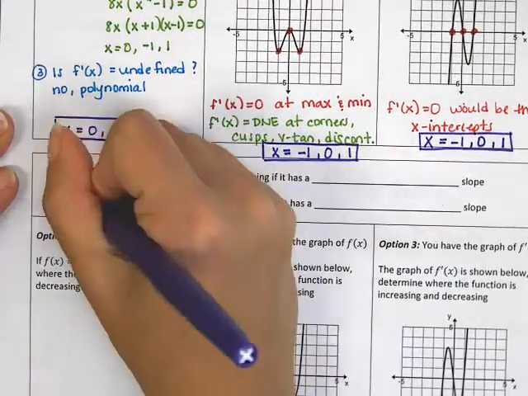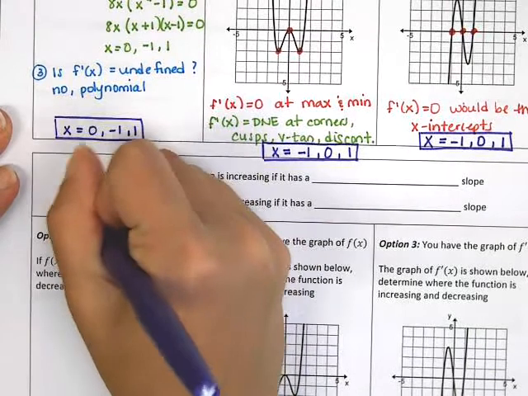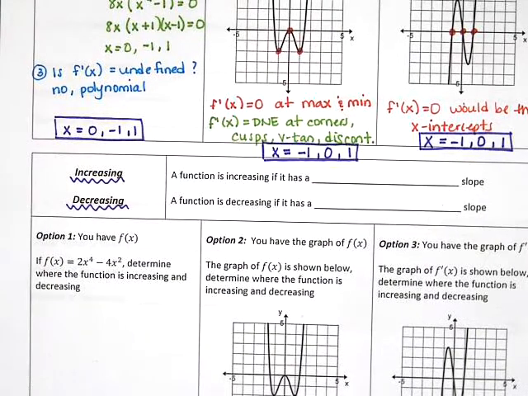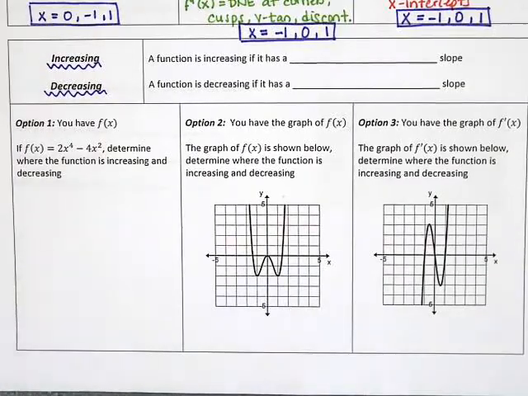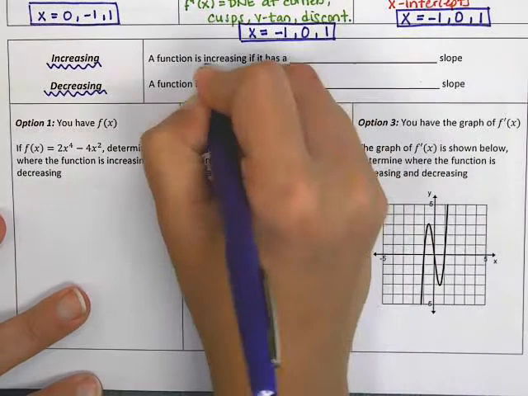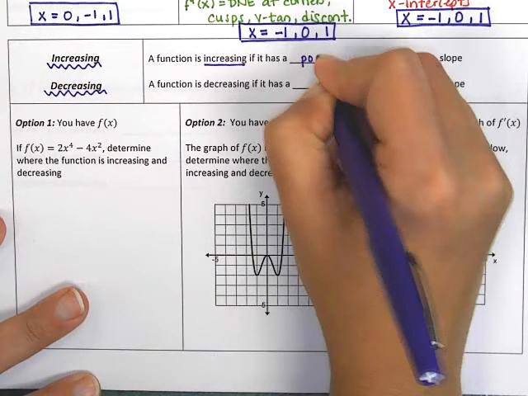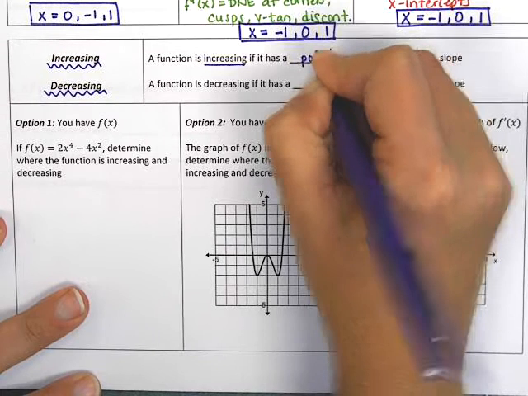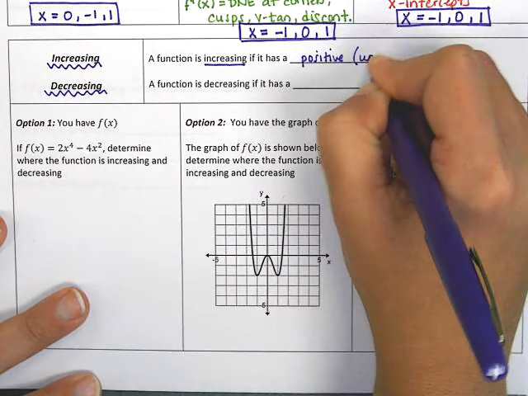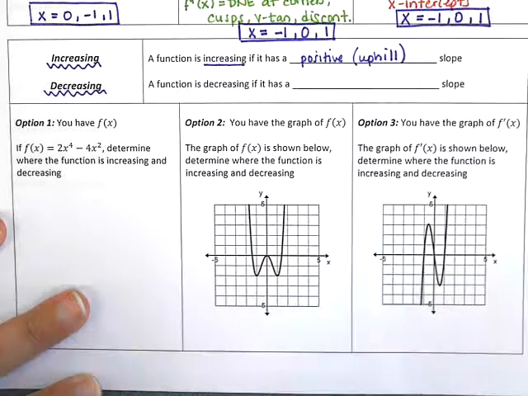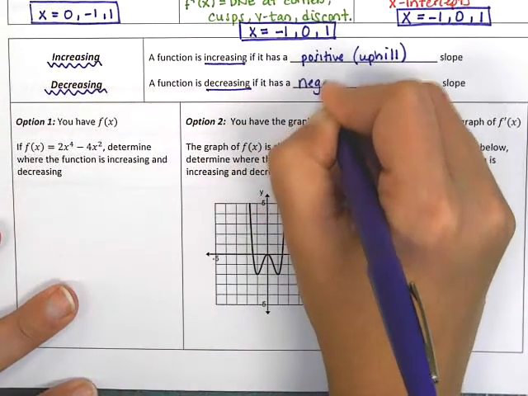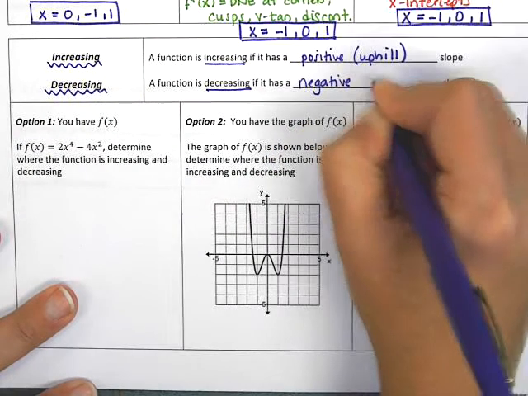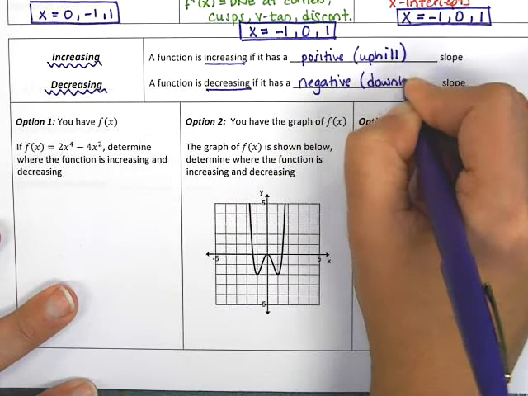The reason we're talking about these words together is because they're kind of partners. They're both looking at the same things in a function or a graph. Increasing and decreasing are words that we use to describe slope. A function is increasing if it has a positive slope, which we sometimes call uphill. And a function is decreasing if it has a negative slope, which we sometimes call downhill.